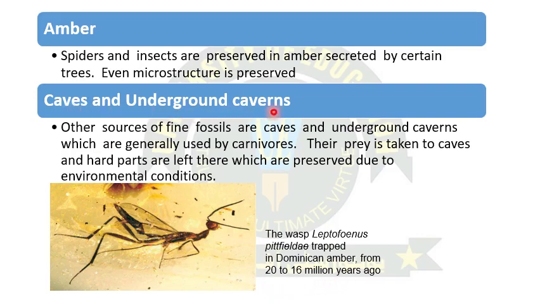Similarly, caves and underground caverns. Other sources of fine fossils are caves and underground caverns, which are generally used by carnivores. Carnivores capture their prey and then move toward these caves where they inhabit, and in these caves they eat the soft body tissues of their prey and leave behind hard body parts like bones and teeth, which are fossilized in these caves. Their prey is taken to caves and hard parts are left there, which are preserved due to environmental conditions.